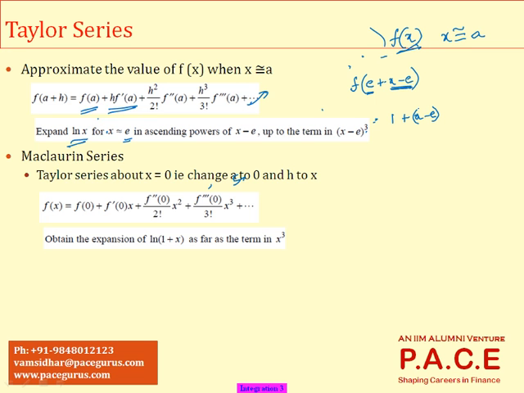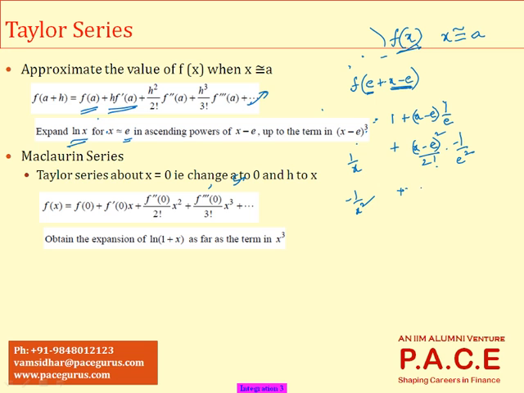You don't need to remember this. These are all present as a part of your table. H into f dash of a. What is the f dash of x? Log x. What is the derivative of log x? 1 by x, which means 1 by e. F dash of a plus h squared by 2. H is x minus e. X minus e squared by 2 factorial into f double dash of a. What is the derivative of 1 by x? Minus 1 by x squared is the derivative of this. So minus 1 by e squared.